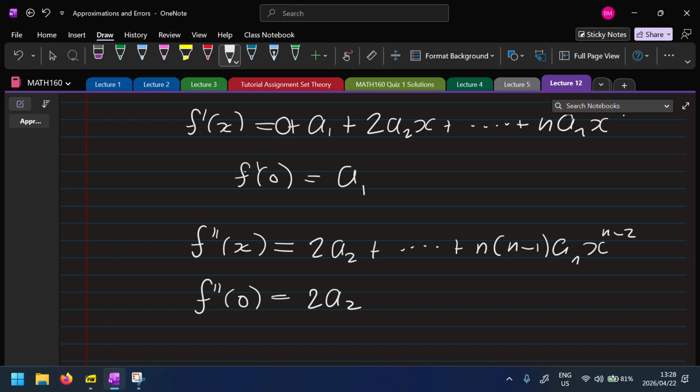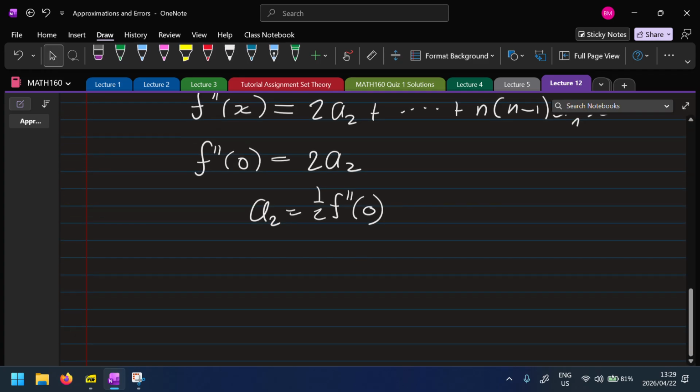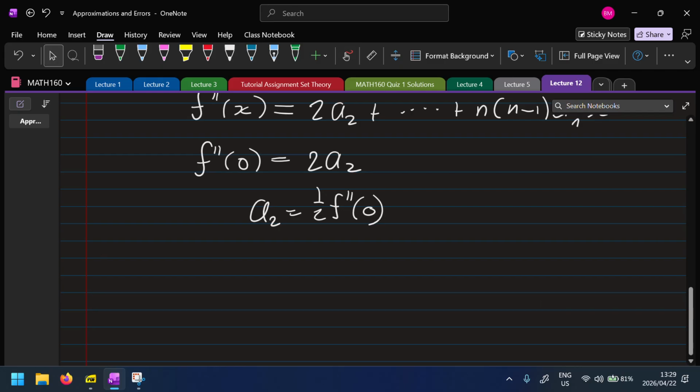That's great. We have a2 now. So a2 will be 1/2 f double prime at 0. Okay, so a2, that gives us up to x squared. If we wanted a cubic approximation, we would do the process one more time. Or if you want a fourth order approximation, you do it again, and so on. But here we're going to stop at quadratic. So from this, we get two approximations.